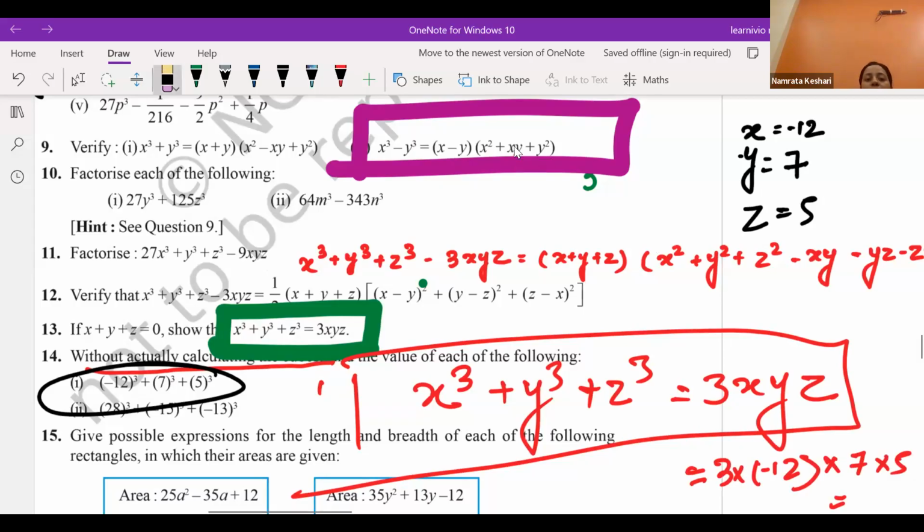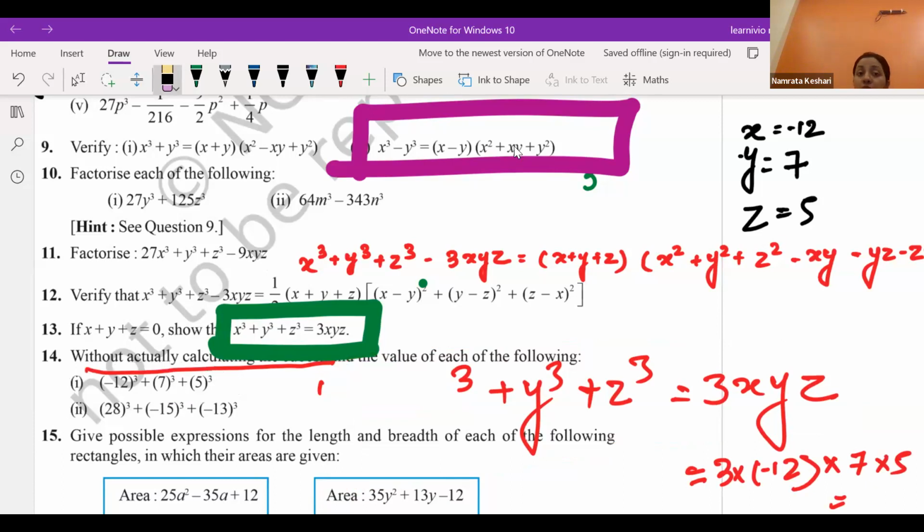Okay, similarly, we'll be doing the next one. You need to check this version of the formula. You can only use it when your x plus y plus z is 0. So for the next one, your x is 28, your y is minus 15, and your z is minus 13. Please add x plus y plus z and tell me what we are getting.